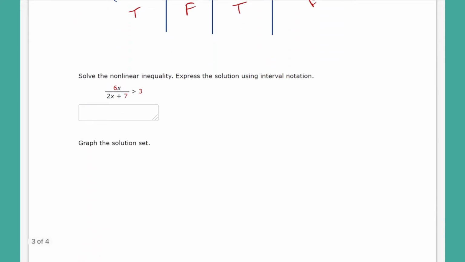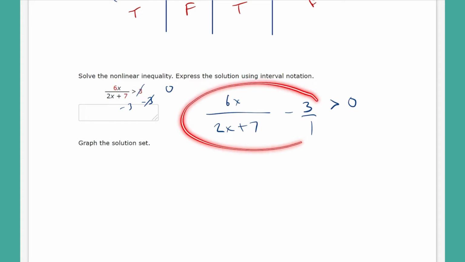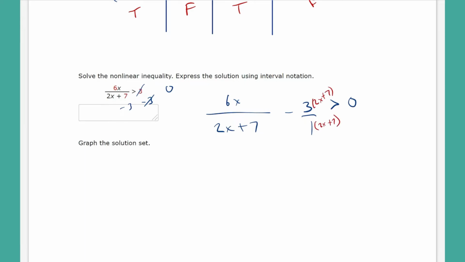All right, now we're going to deal with inequalities with rational expressions. These are a little bit harder. So first thing you want to do is make the right side equal to 0. And so we need to subtract 3. So 6x over 2x plus 7 minus 3 greater than 0. Now you need a common denominator because you need to combine these 2 terms into one term. So the LCD, or the common denominator, would be 2x plus 7. So now we have a common denominator.